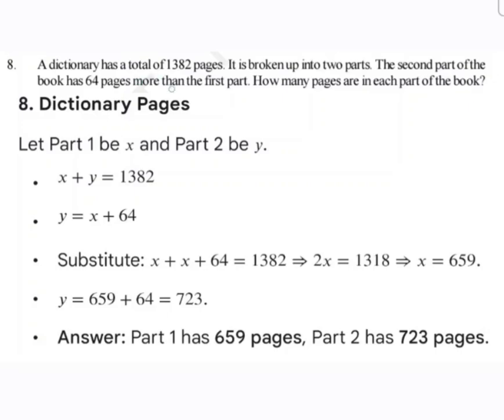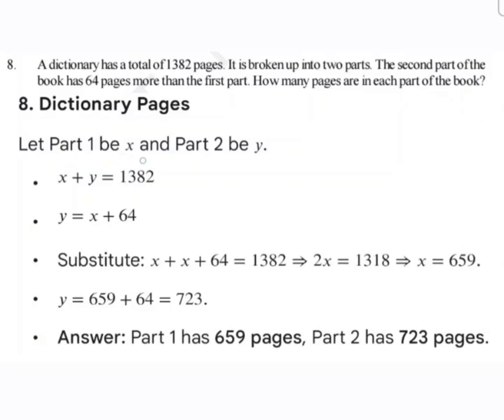A dictionary has a total number of pages, 1382. It is broken up into two parts. The second part of the book has 64 pages more than the first part. How many pages are in each part of the book?